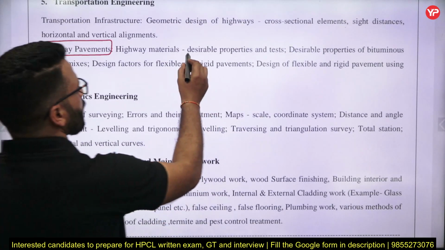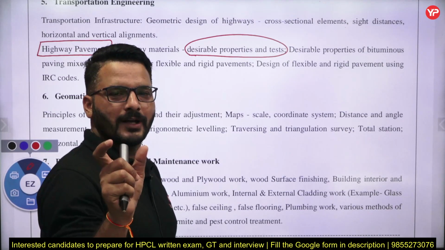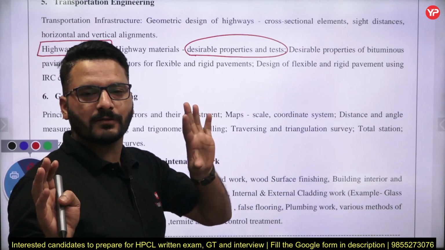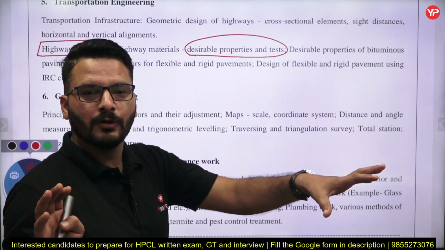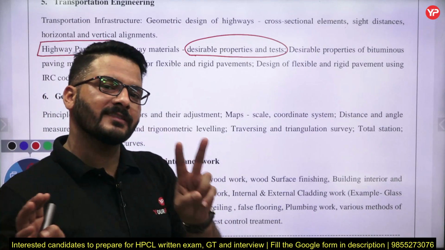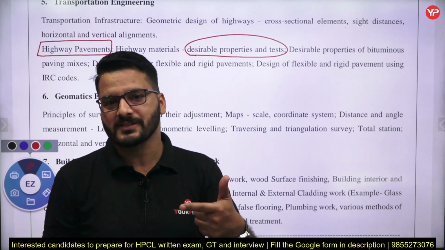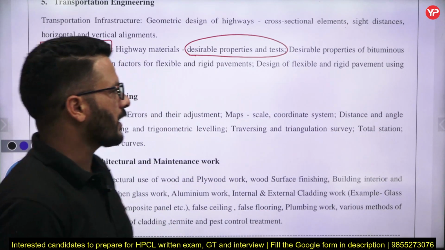They go with desirable properties and the tests, which are extremely important. They are written in a very small way, and it is very vast in itself. Number of tests on the aggregate, number of tests on the bituminous material, sorry, and number of tests on the soil also. But specific to transportation, two things that we are going to study: one is the CBR test, second is the plate load test, and the rest of the things you will study in the soil part, right? That is in geotechnical engineering.